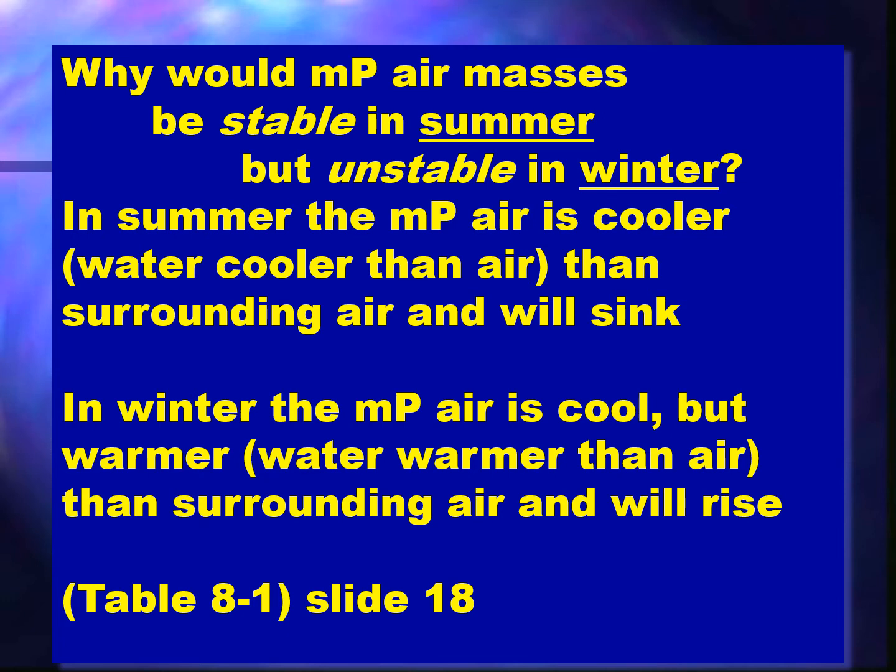Okay, so in wintertime, say in the Pacific Northwest, the continent is pretty darn cold. And that maritime polar air mass moving in is cool, but it's not as cold as what's over the continent. So it will be warmer than the surrounding air over the continent, and this will be a lifting mechanism and can bring precipitation.